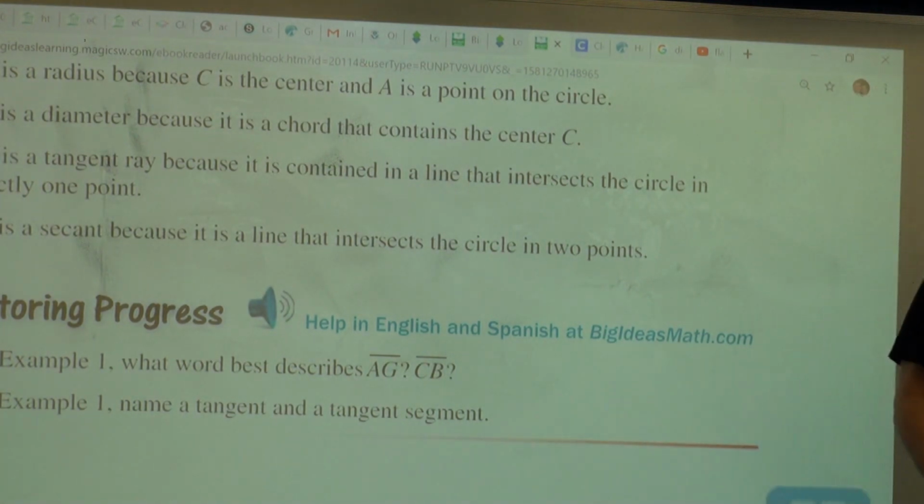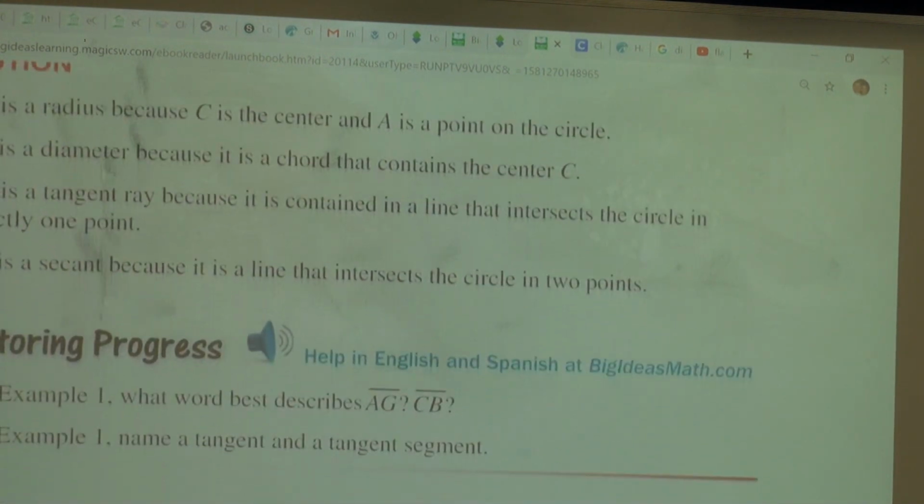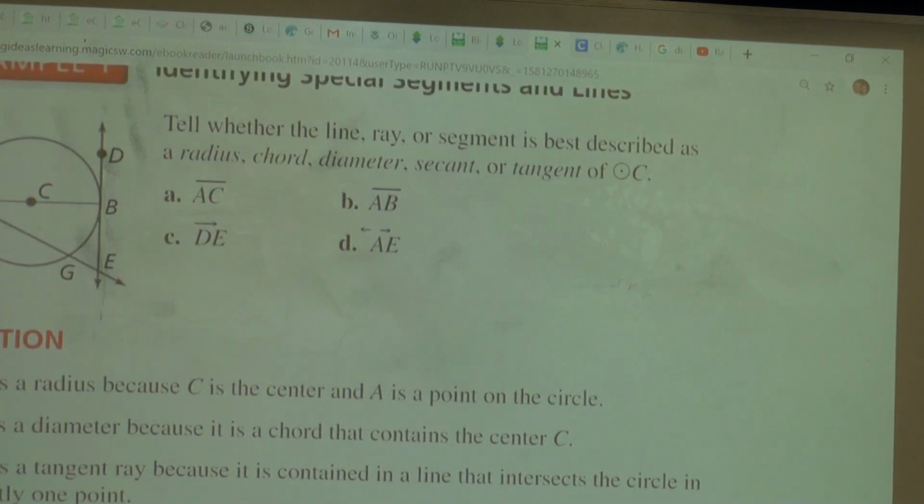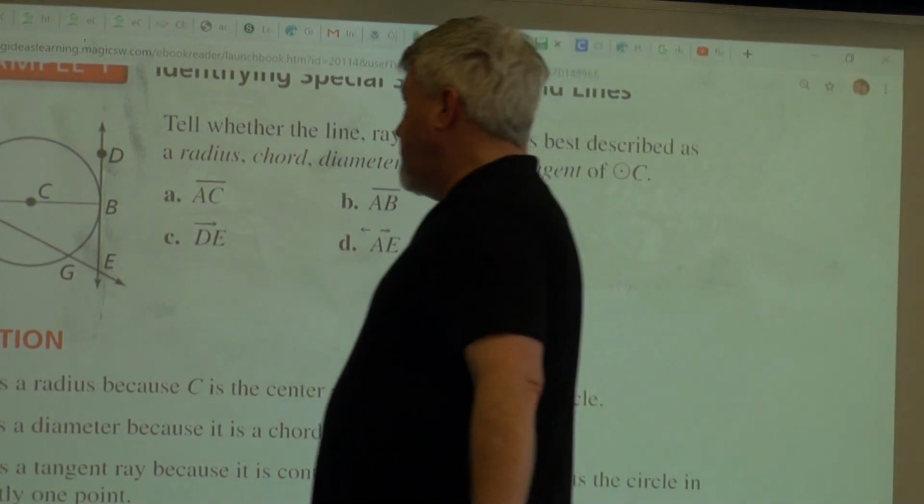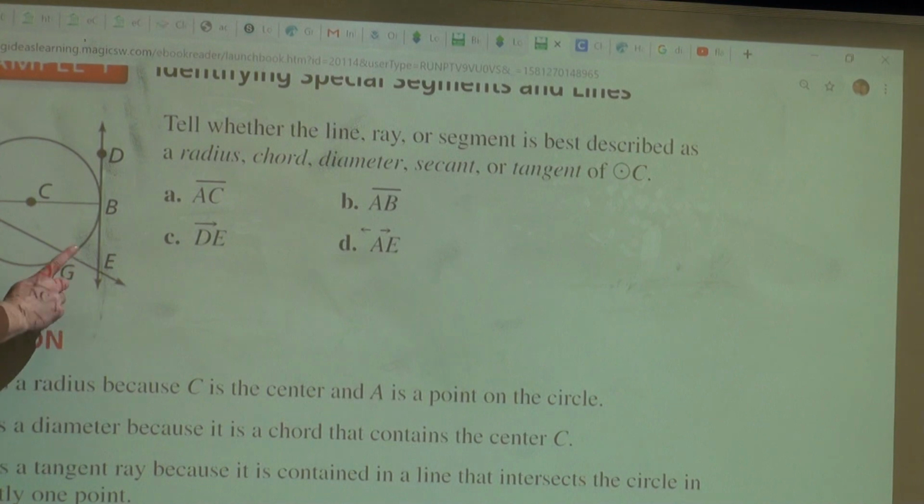Okay, so what word best describes AG, segment AG, and segment CB? Segment AG. That is a chord. A secant is a line. The segment that touches those 2 points is a chord. And then segment CB is a radius. Okay, from center to the edge is a radius.